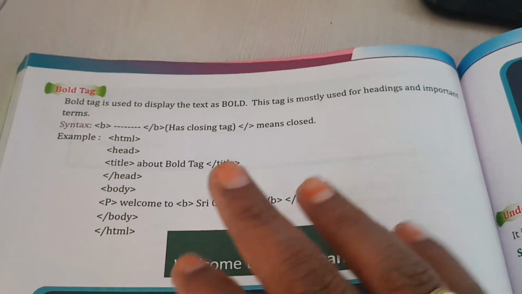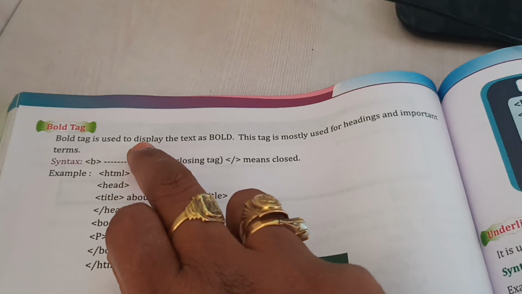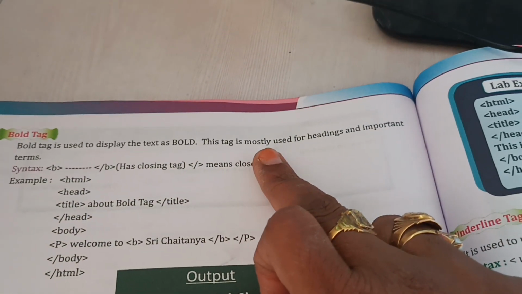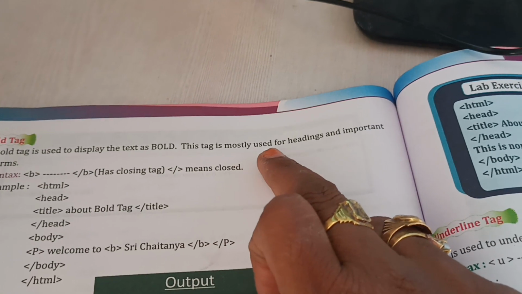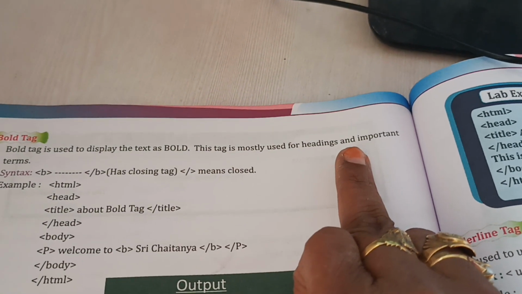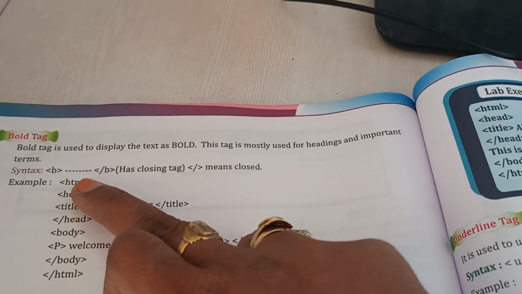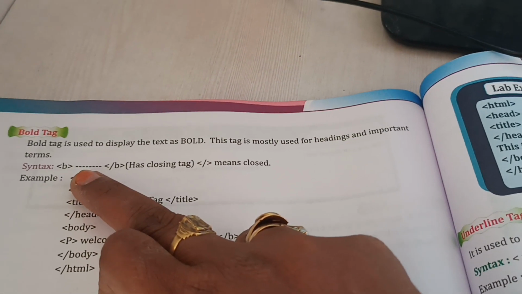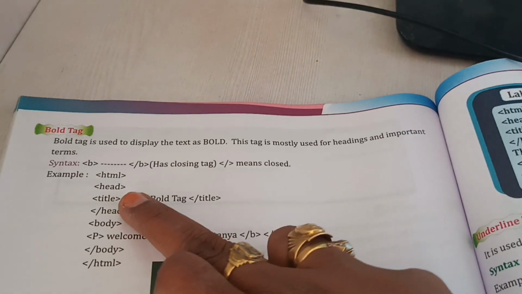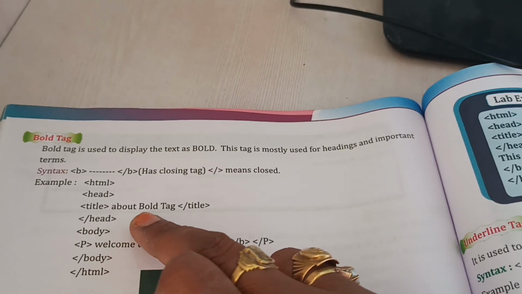Hi. Today's topic is the bold tag. It is used to display text as bold. This tag is mostly used for headings and important terms. Syntax: opening bracket b, closing bracket b. This is the program, with the title about the bold tag.